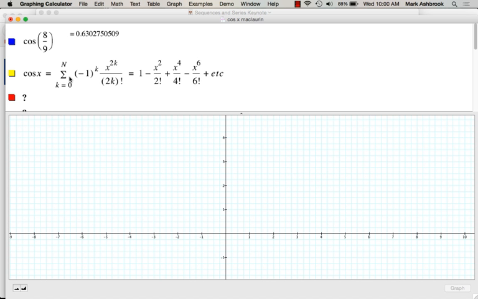Yeah, plug in 8/9 for x. I'm plugging it into this polynomial, so I can use a partial sum, which is a finite polynomial, to get an approximation. Let's start with the first partial sum of cosine x. It's 1, right? That's the first partial sum, and not a very good approximation. What's the second partial sum? It's 1 minus x squared over 2 factorial.